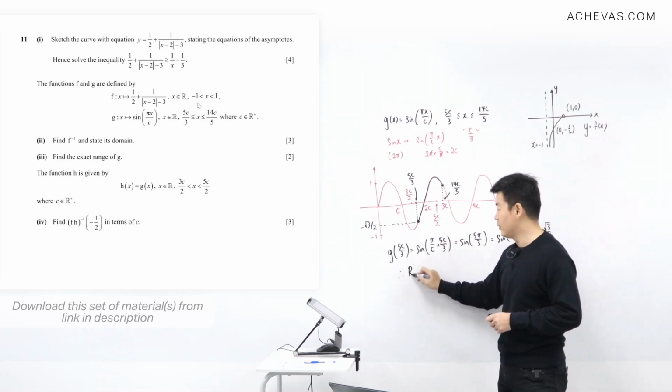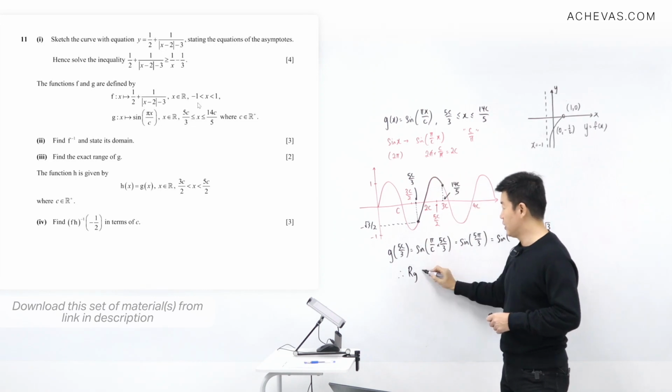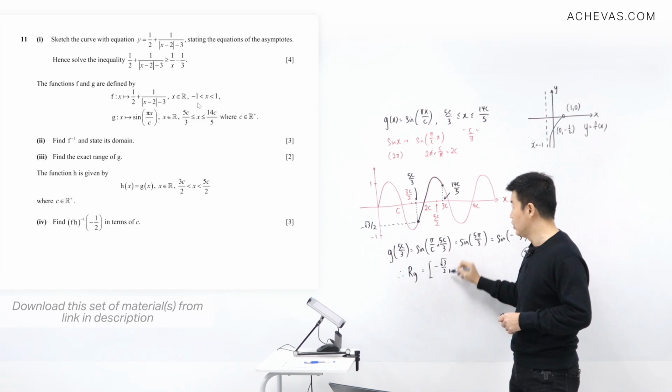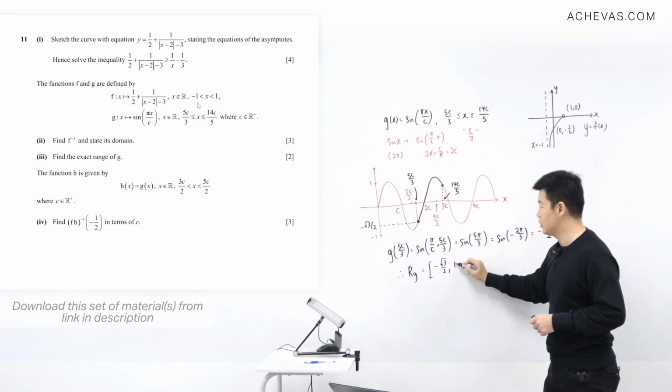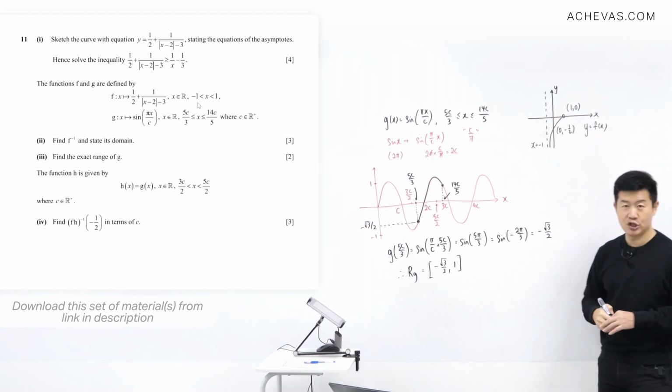So therefore, the range of G is going to be from here all the way until 1. So the range of G is going to be inclusive of this negative square root of 3 over 2 all the way until 1, which is also inclusive. So we have this, the range of G.